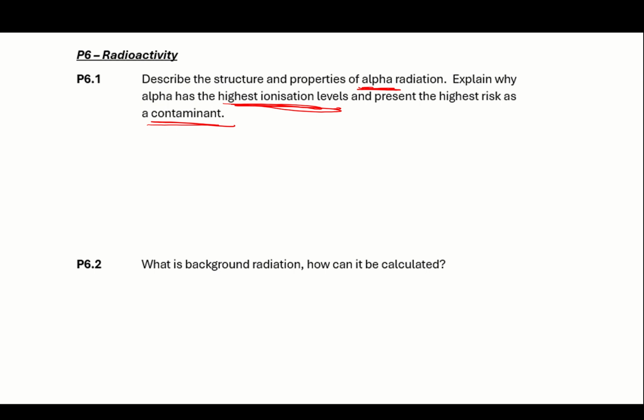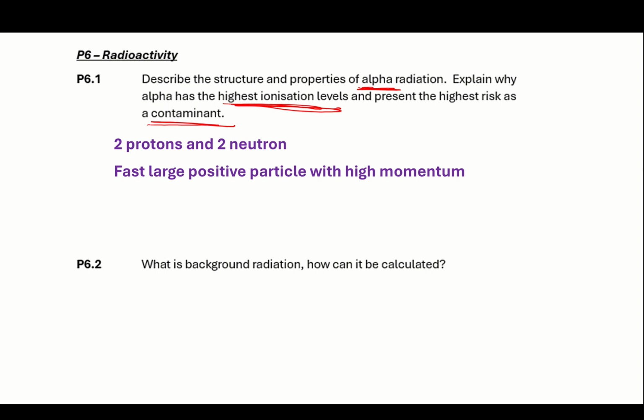All right. So it's made of 2 protons and 2 neutrons. Mark. It's a fast, large, positive particle with lots of momentum. They're hard to stop. So they're brilliant at knocking out electrons from atoms and forming positive ions. All right, so that's why they're good at ionizing.